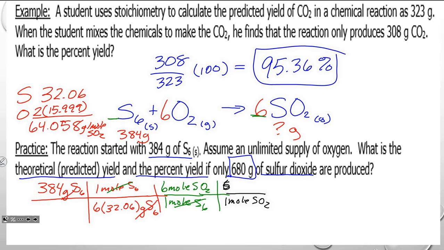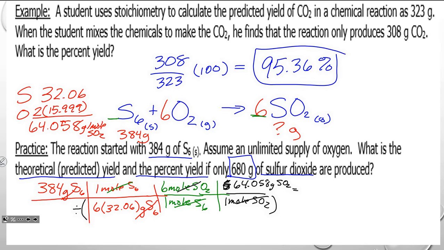and I'm going to put the 64.058 grams of SO2 on the top. Moles go out. When I put this in the bottom and hit my divide, I need to make sure I do a parenthesis and a parenthesis. Let's get the answer. This is my theoretical. This is what I should have produced.